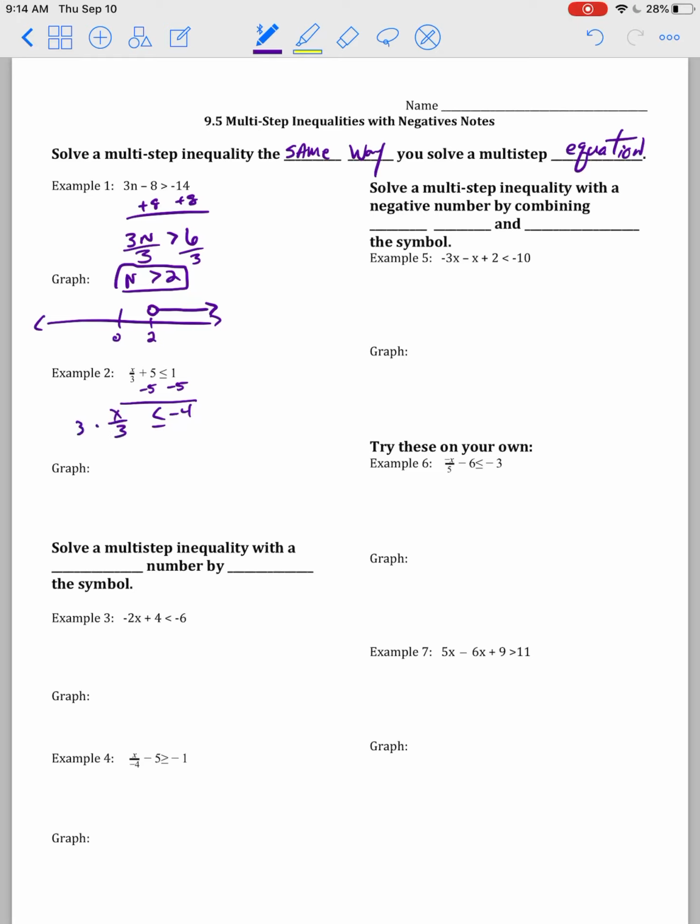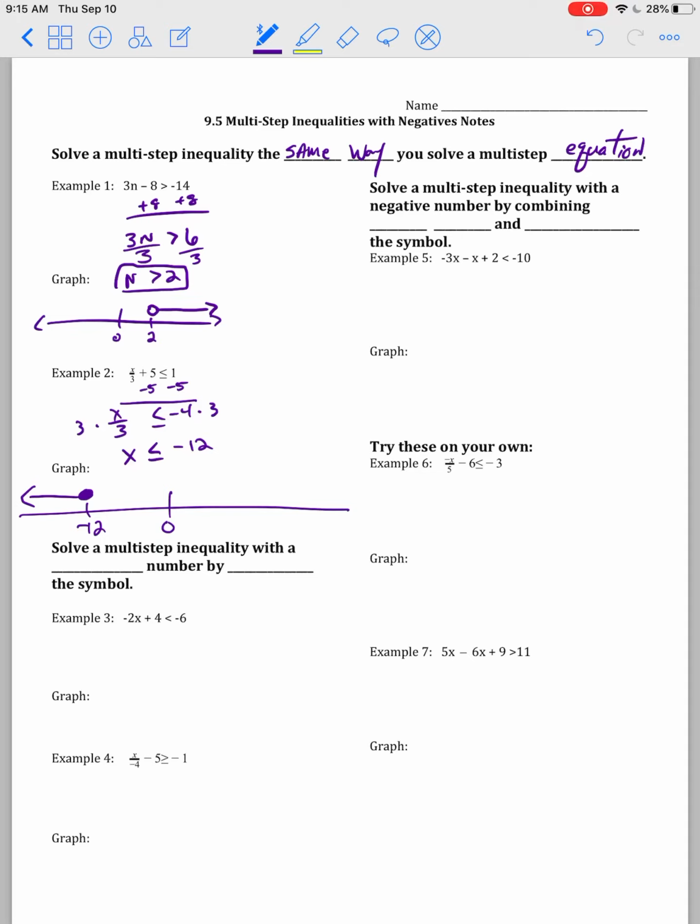Now we got x over 3. Now I'm going to multiply by 3 because that's the inverse of division. x less than or equal to negative 12. Now I do not flip the sign here because I didn't divide or multiply by a negative. We got a 0. I'm going to put negative 12 down here, and x is less than or equal to, so that's going to be a closed circle, line to the left.